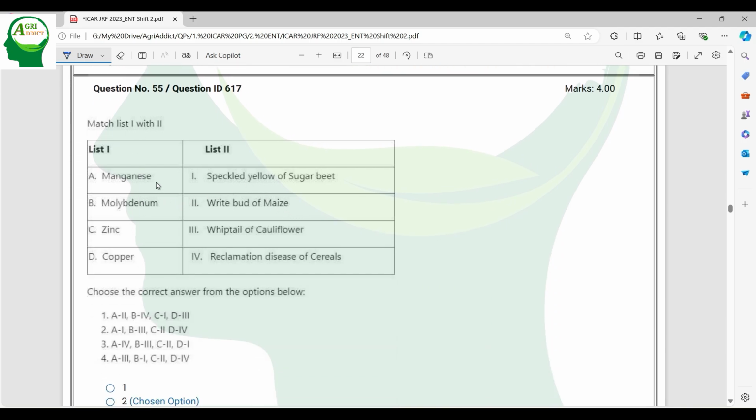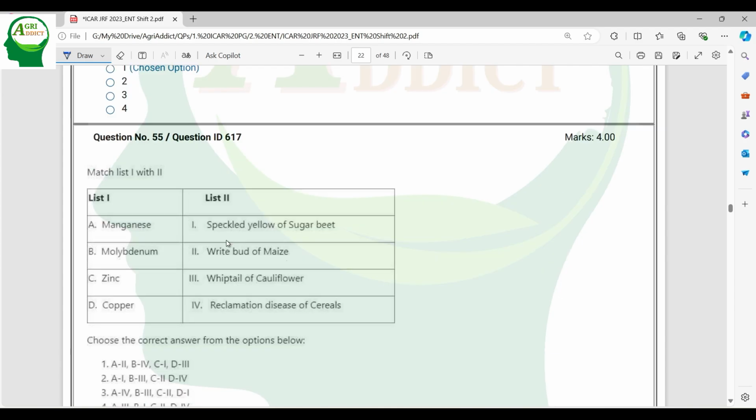Then a match the following type question again. Next question is question number 55. First it is manganese: speckled yellows of sugar beet is caused by manganese. Then molybdenum: whiptail of cauliflower, the most common disease caused by molybdenum deficiency. Then zinc: white bud of maize, a very common deficiency disease of maize. Then copper: reclamation disease. So option 2 is the correct answer.